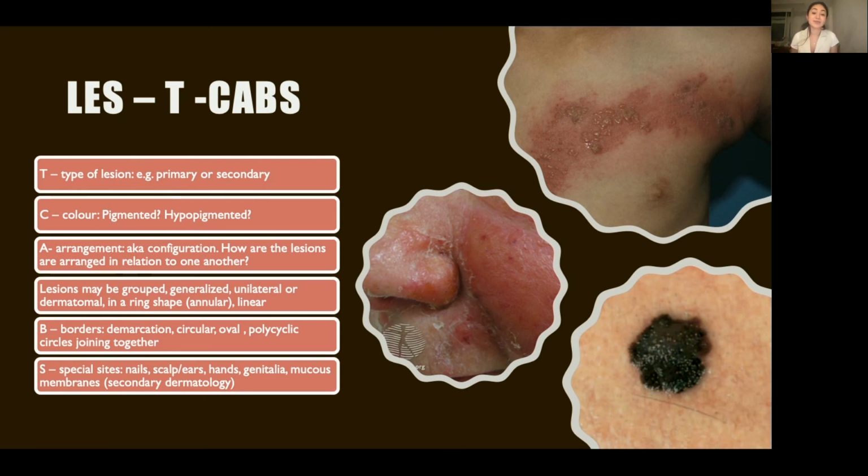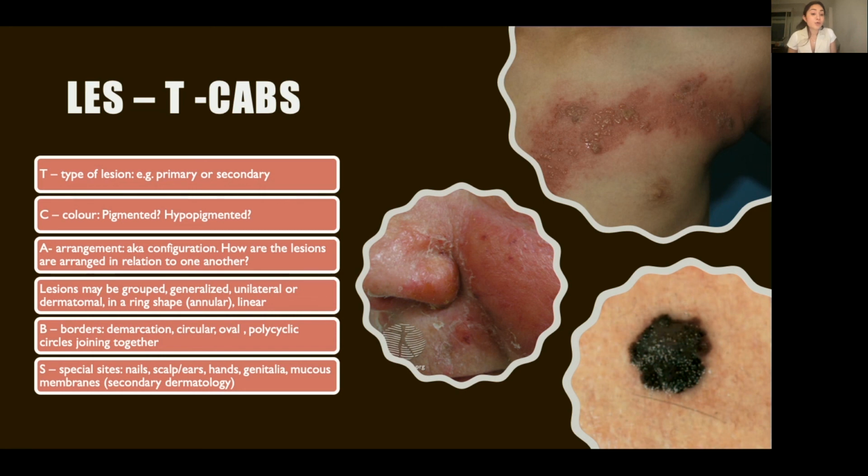And then T is for the type of lesion, so primary or secondary. It might not always be obvious whether a lesion is primary or secondary, so I wouldn't stress about trying to put that in a referral. C is for color. Is the lesion pigmented? If it is pigmented, you would have already done your ABCDE assessment and specific skin cancer questioning. Or is it hyperpigmented, like vitiligo?